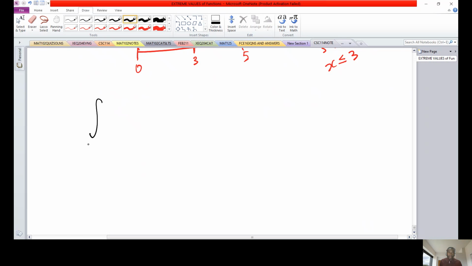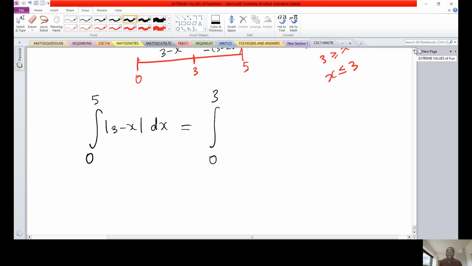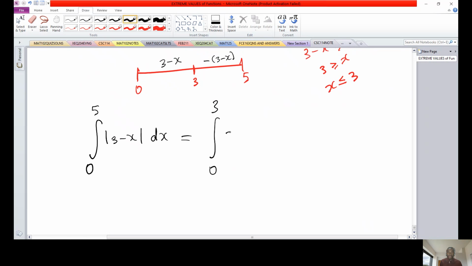So you write the integral from 0 to 5 of the absolute value of 3 minus x dx will be given by the integral from 0 to 3. Now, when it is 0 to 3, we define it by the function 3 minus x, without the absolute value, and then plus from 3 to 5, it is the negative of the same function. So we have negative (3 minus x) dx.